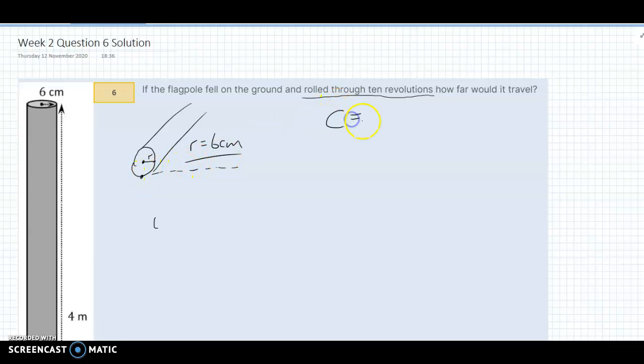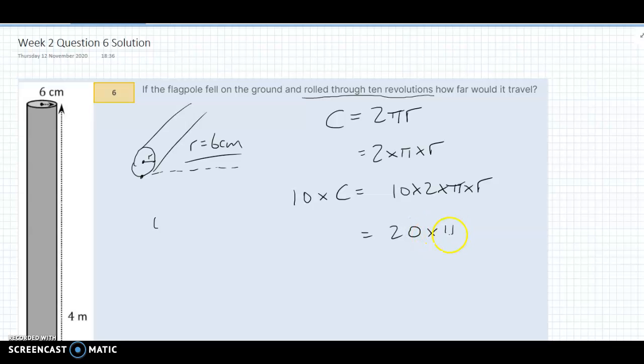And we should know that the circumference is equal to 2 pi r. That's how you get the length of one lap or one circumference of the circle. 2 pi r is 2 multiplied by pi multiplied by r. Now for 10 revs, that means 10 times it's going to roll around. So 10 times the circumference is just going to be 10 times 2 times pi times the radius. So that's just going to be 20 times pi times 6 centimeters.